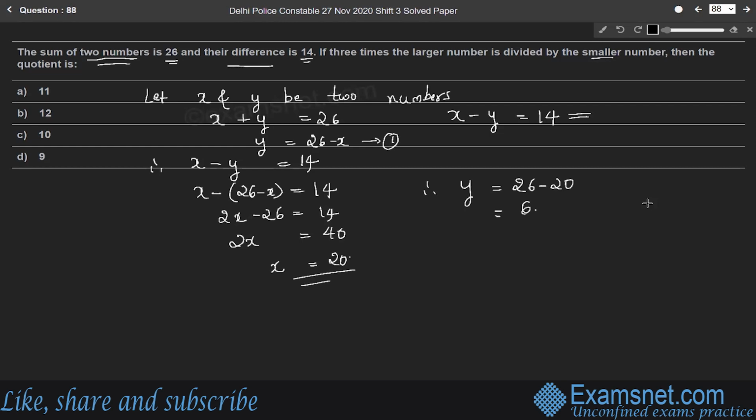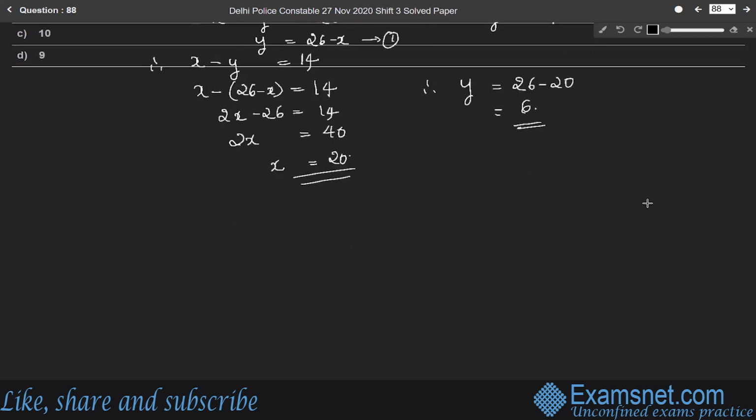So here the larger number is x, and the smaller number is y. So come to the next part of the question. If 3 times the larger number is divided by the smaller number, let us consider this as the first part. So go to the second part.